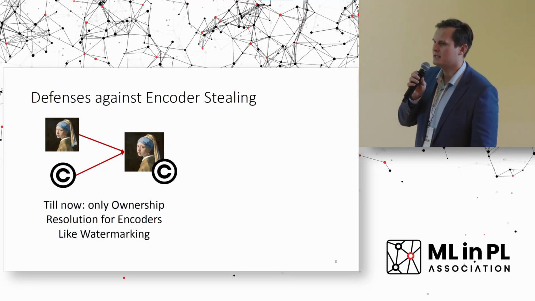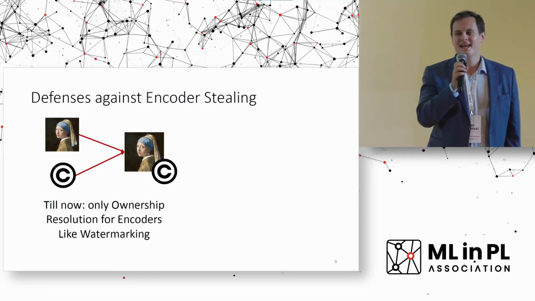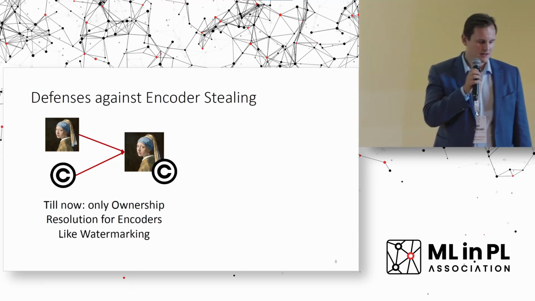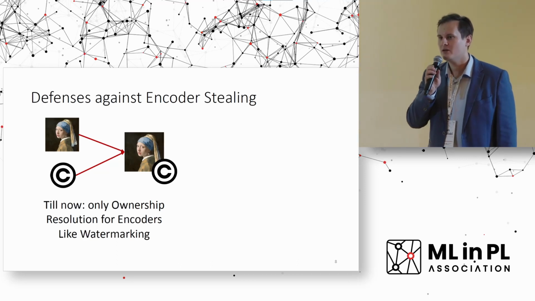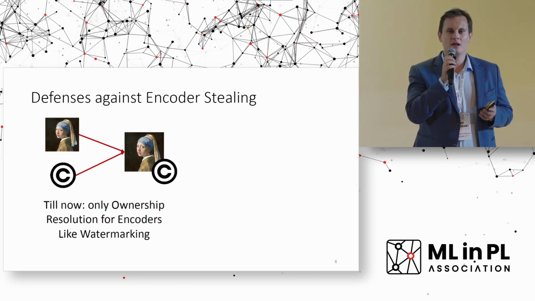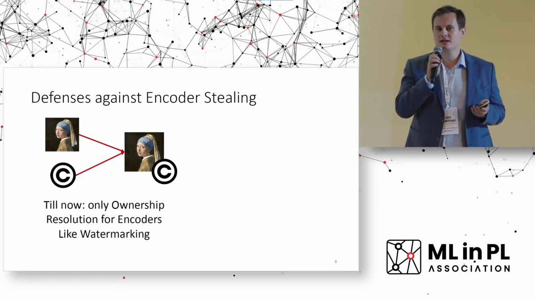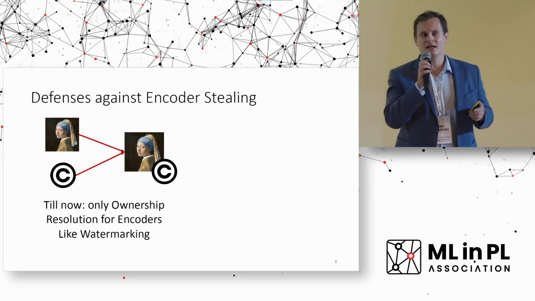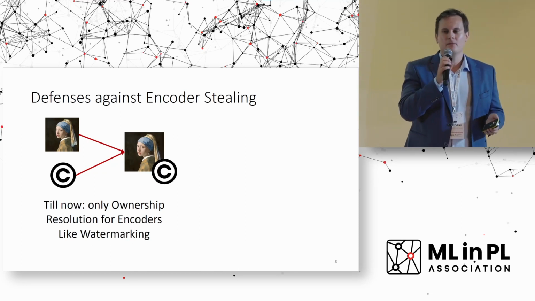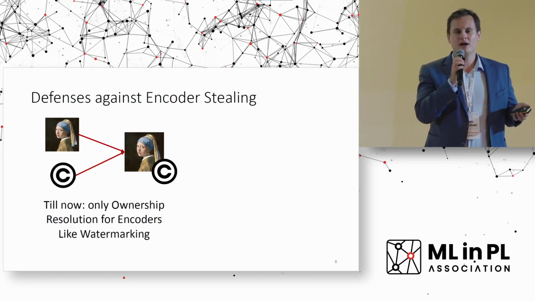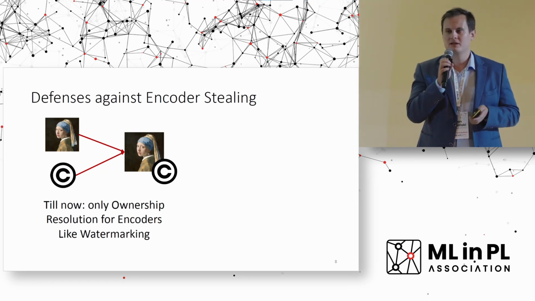And obviously, as an API provider, we want to protect our precious model against stealing attempts. And up till now, the defenses for encoders have been only reactive. They basically boil down to ownership resolution, through techniques like watermarking, in which you add a pattern to the model weights or model output, so you could later recognize if a particular model was a copy of the model that you owned.